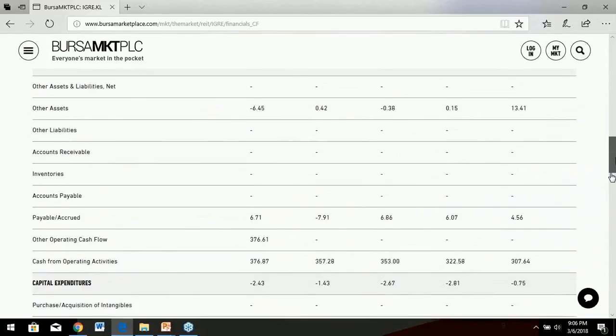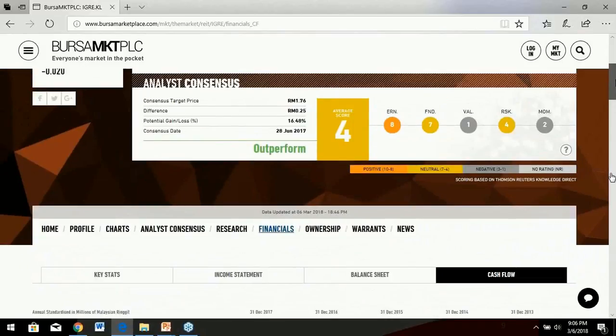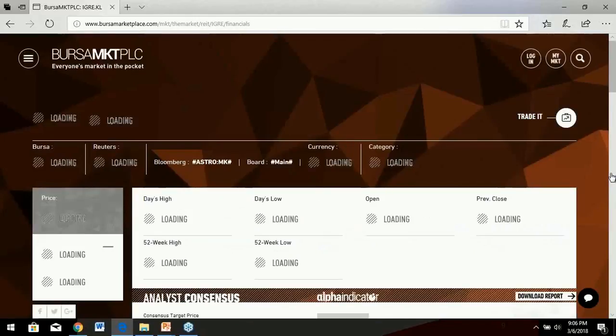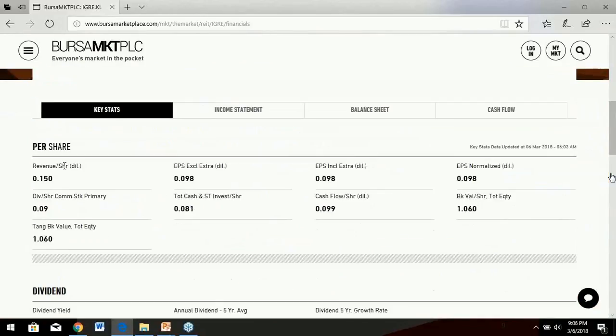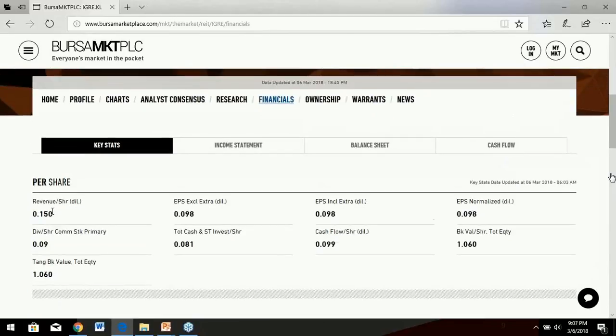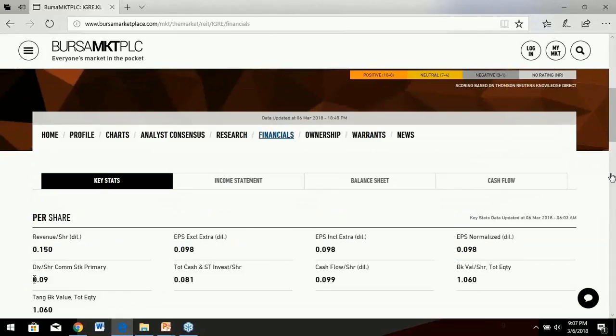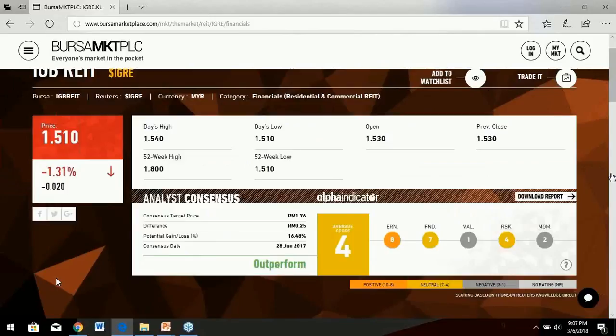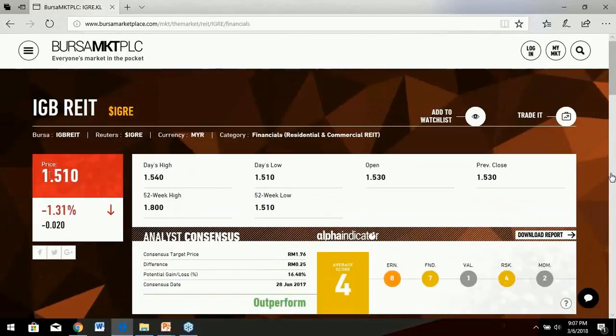Now, how much dividend yield are we going to get from IGB REIT? So let's just use key stats. Hopefully it gives you the information that I need. For this website, I will use this dividend share common stock primary. So use this figure. That means IGB REIT pays out 9 cents a share. Now remember the dividend yield formula just now. We take 9 cents a share and divide it by the current price, which is 1.51.